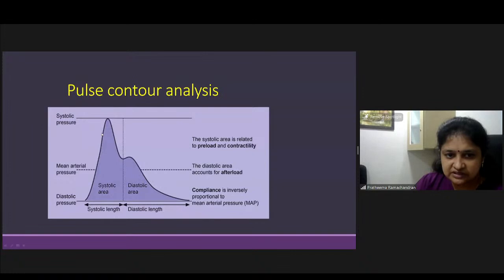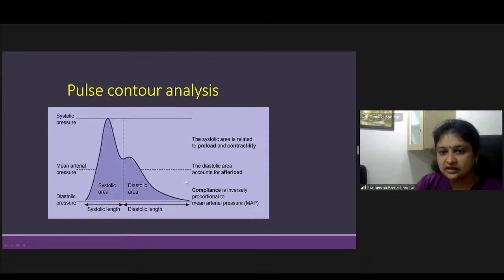So this is the systolic area. This is where the whole systolic pressure acts and the systole ends. So systolic length, okay? And the systolic area is related to the preload and the contractility. How efficiently the heart can contract is what is decided by the systolic area. And the diastolic area, we know that it accounts for the afterload.